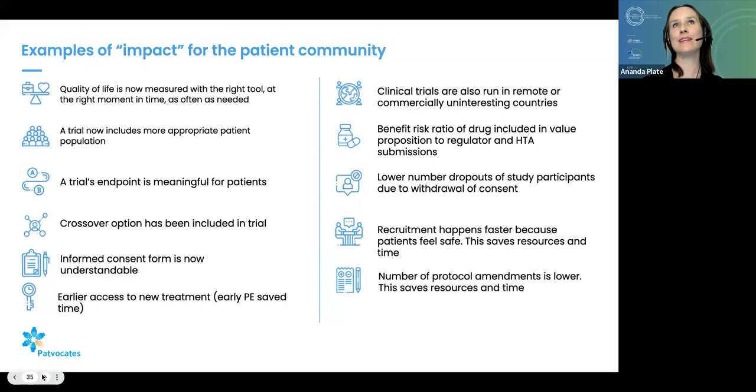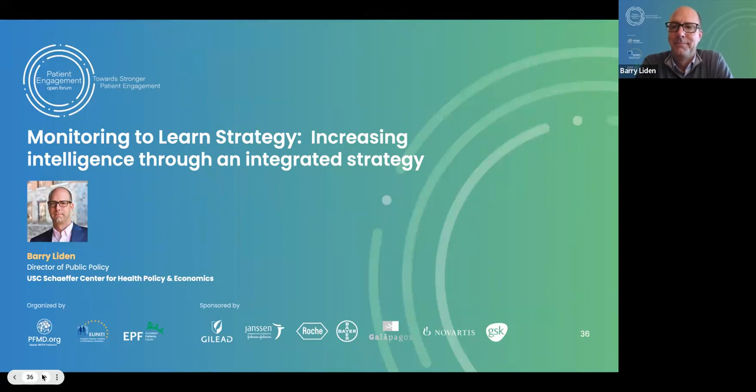And probably my main message here: careful that the whole process stays close and remains in touch with the most important element of patient engagement, which is the patient. And with that, I pass on to Barry to take a step back and review monitoring and learn strategy.